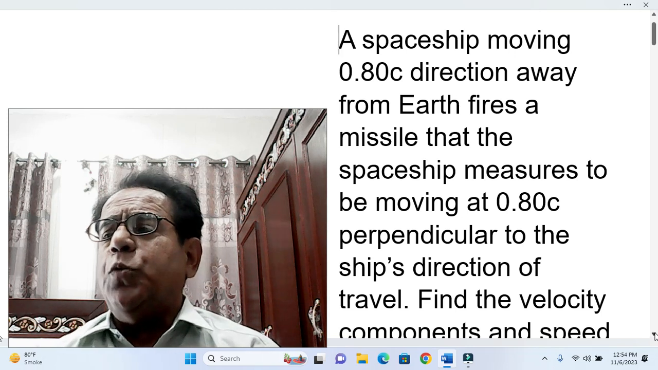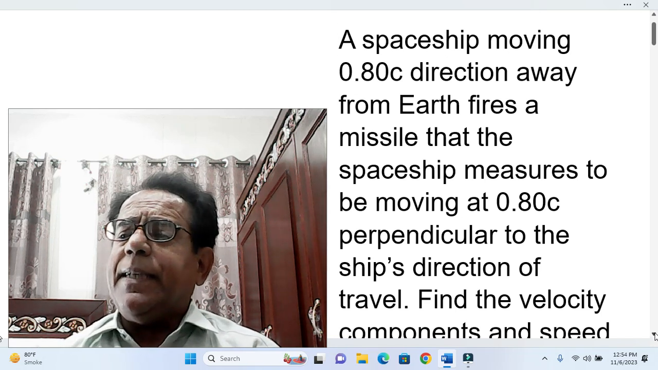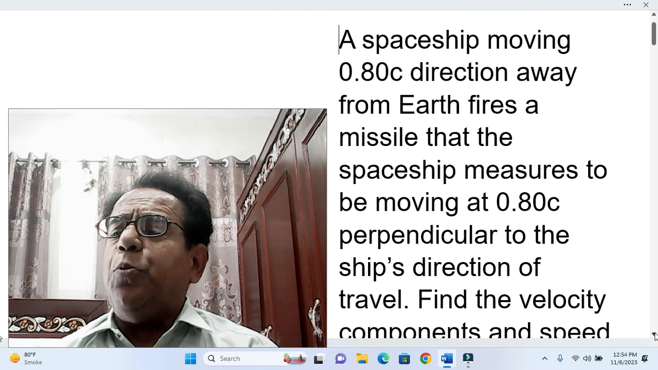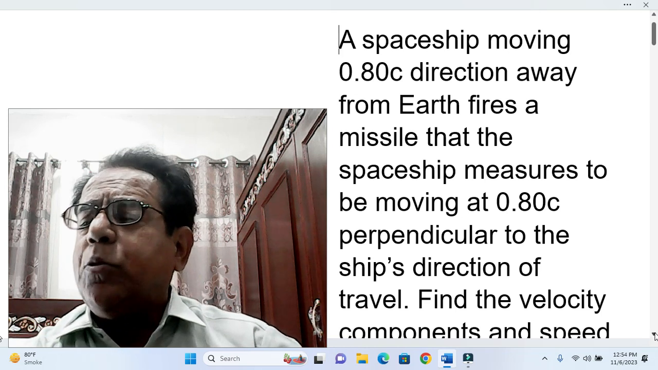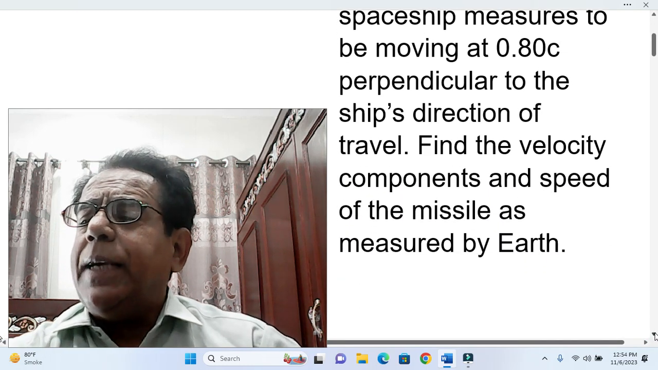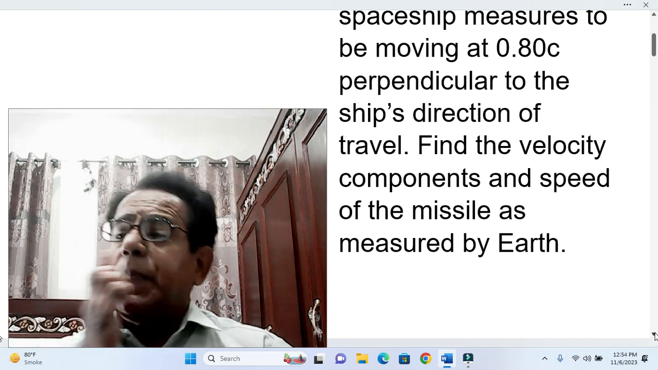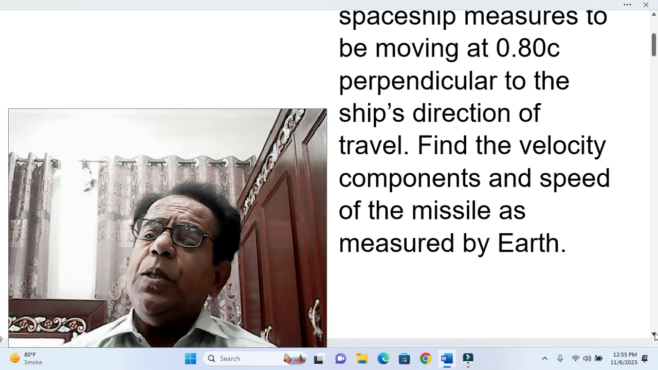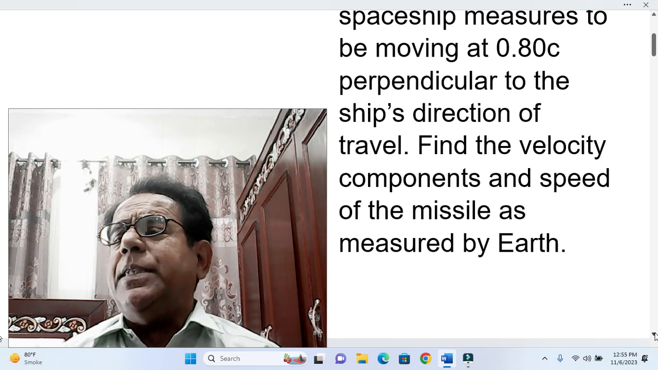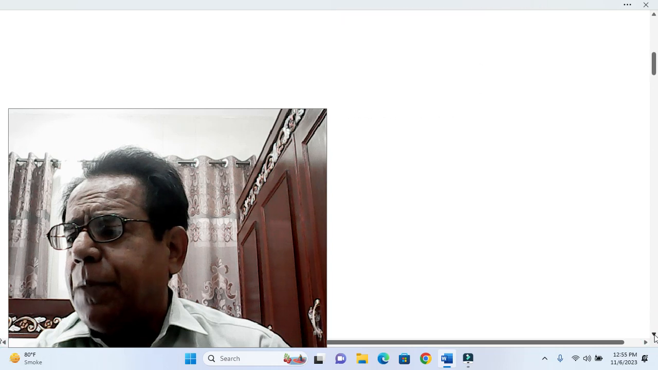A spaceship moving 0.80 c in a direction away from Earth fires a missile that the spaceship measures to be moving at 0.80 c perpendicular to the ship's direction of travel. Find the velocity components and speed of the missile as measured by Earth. Dear students, for this problem, we just need the relevant expression in which we have to put these values, and our answer will appear.